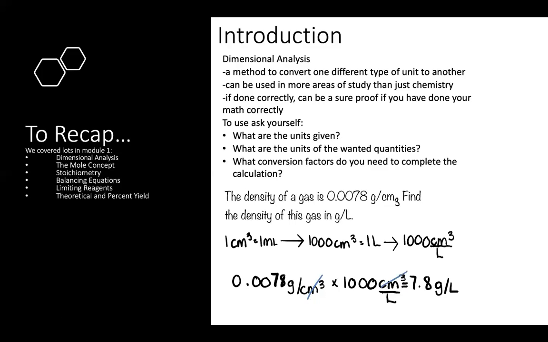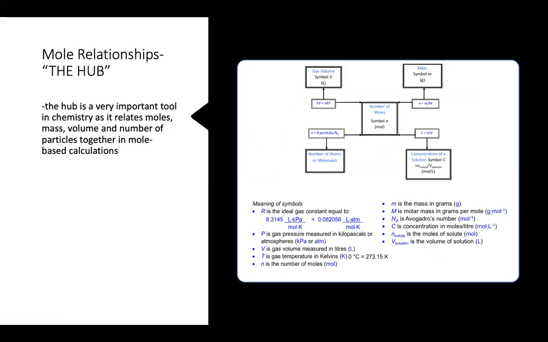The centimeters cubed will cancel out with the centimeters cubed of the conversion factor, and we are left with 7.8 grams per liter. You have definitely all seen the hub before, as it is a very helpful tool when doing basic chemistry equations. But I wanted to do a very brief review on it, and to make sure everyone has access to this resource. The hub shows you relationships of equations we use in this course, and possibly others, and how the value of moles can take you from one equation to another. Feel free to screenshot if you haven't taken this in your notes from the lectures.